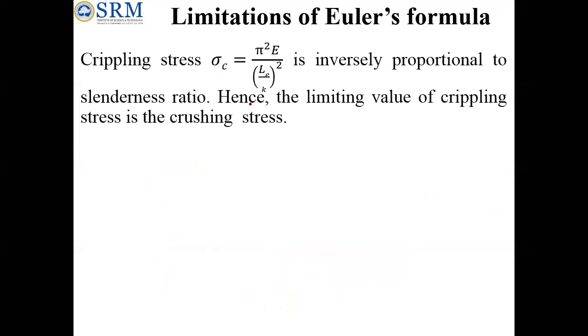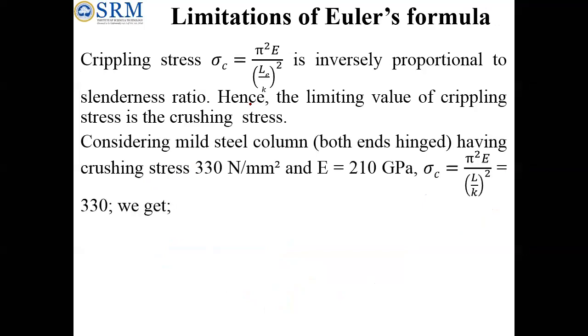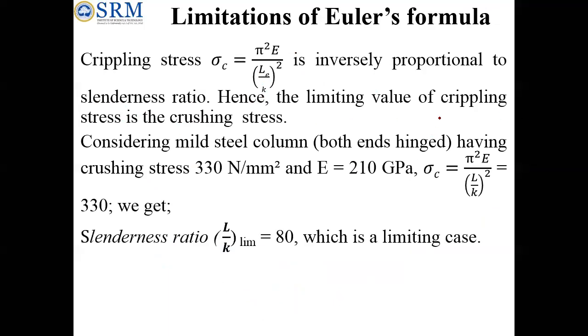What are the limitations we have? Like we have discussed earlier, the limitation here is the assumption itself. We are eliminating the sigma C, that is the crushing stress, sigma C equal to P by A; we are not considering that. So the crippling stress formula has LE by K, so it is inversely proportional to the slenderness ratio. So the limiting value of crippling stress is the crushing stress.